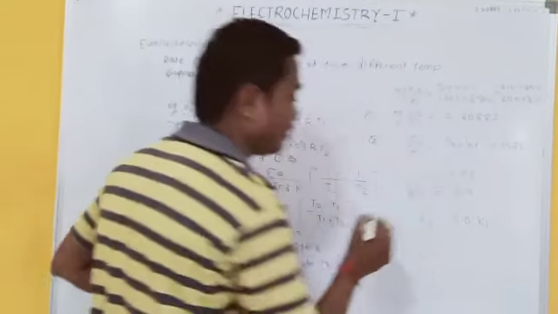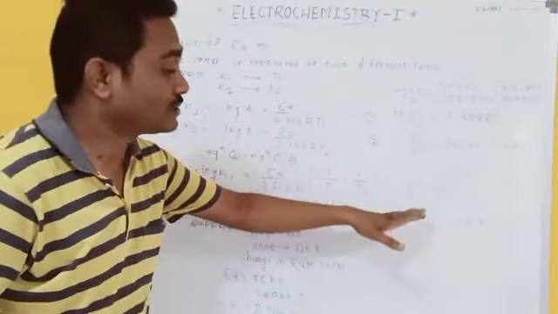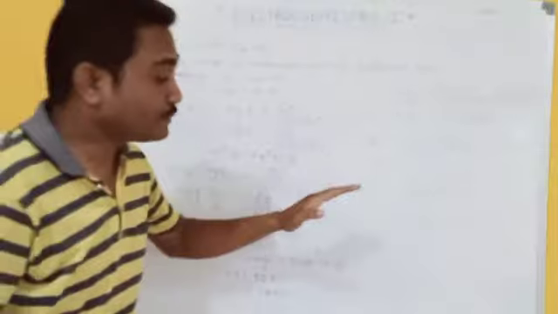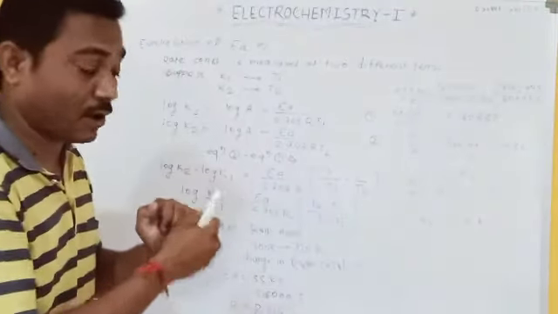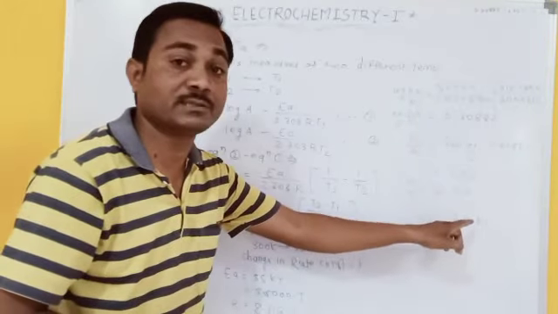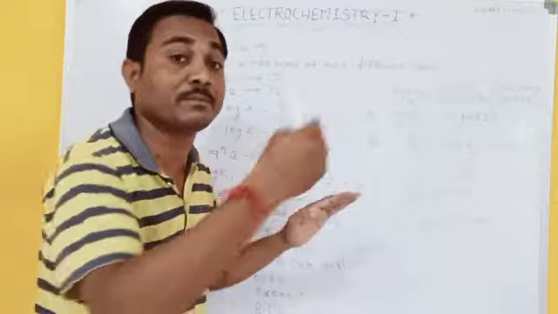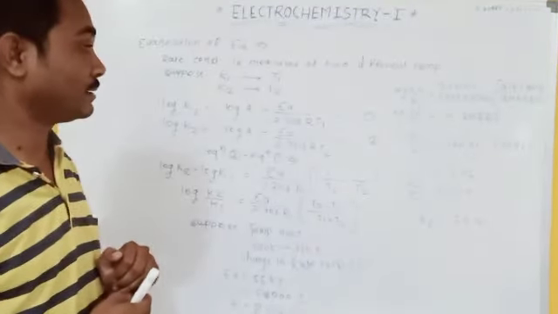From this evaluation, from this equation, we say that if the temperature increases by 10 degree centigrade or 10 degree Kelvin, then the rate constant increases 2 times. That means the rate constant becomes double when the temperature increases by 10 degrees.